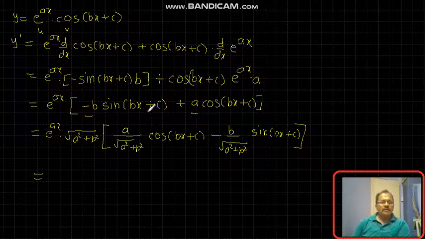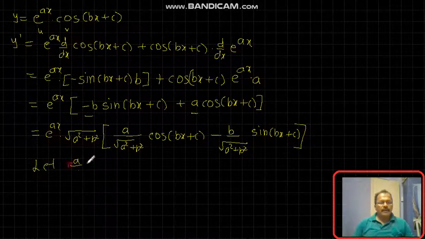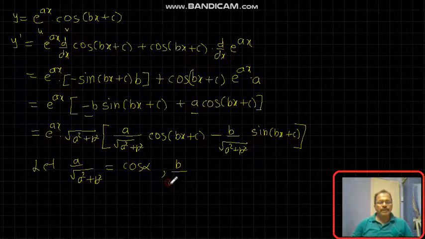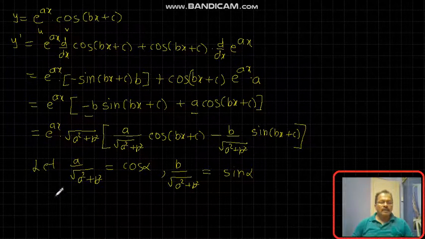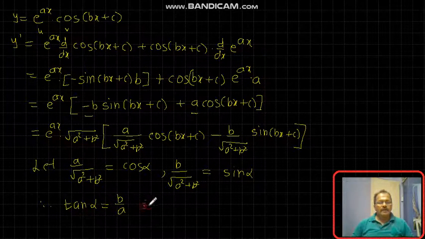Now here the original function given is the cosine function, and therefore I want this answer to be a part of cosine function, and therefore I will put a upon under root a square plus b square is equal to cos alpha, and therefore it becomes b upon under root a square plus b square is equal to sin alpha, and therefore tan alpha is equal to b by a, and therefore alpha is equal to tan inverse b upon a, which is a constant.